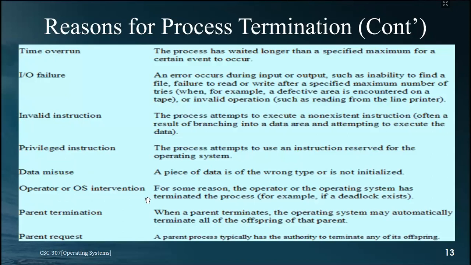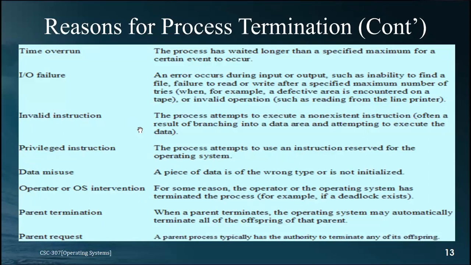So for example, you are running a process, it is doing everything by the book, but then suddenly there's a deadlock. What is the deadlock? We'll discuss it in the next chapter, chapter 6. But for now let's assume that sometimes you are doing everything right, but the operating system may still terminate the process for various reasons. And then the parent termination that we discussed previously: if a parent is terminated, the child is terminated as well. And parent request, so parents sometimes might request to terminate a child as well. So these are the various reasons that a process gets terminated.